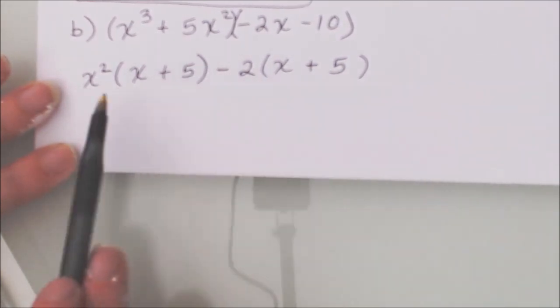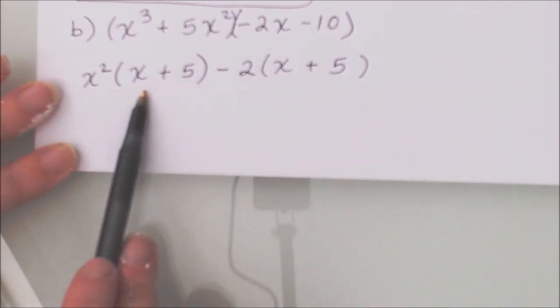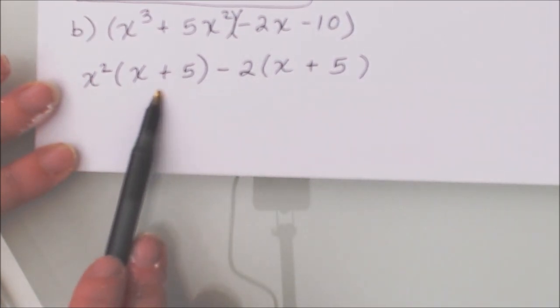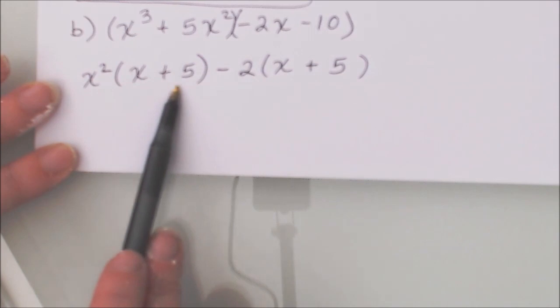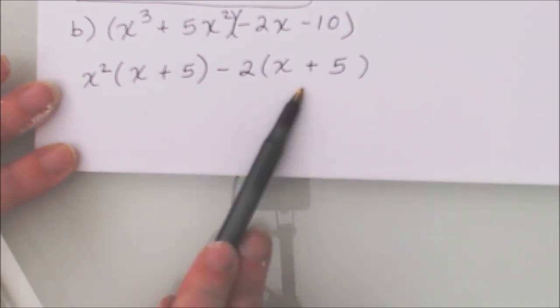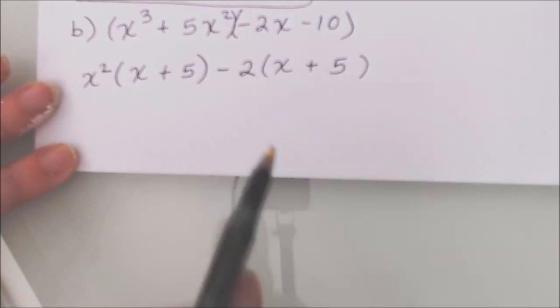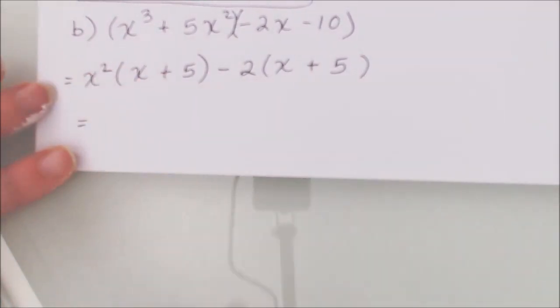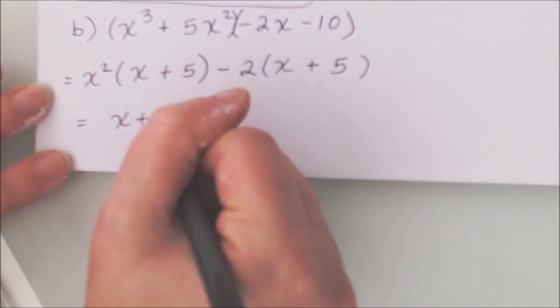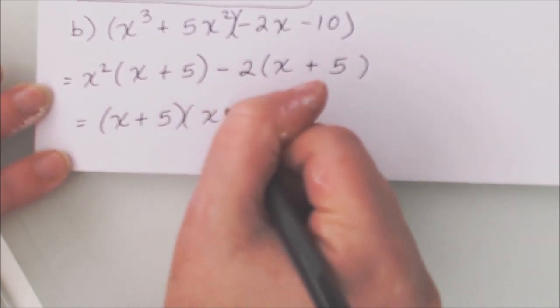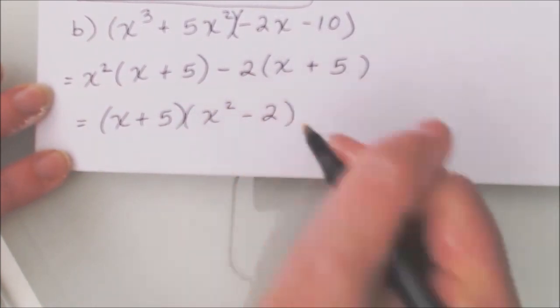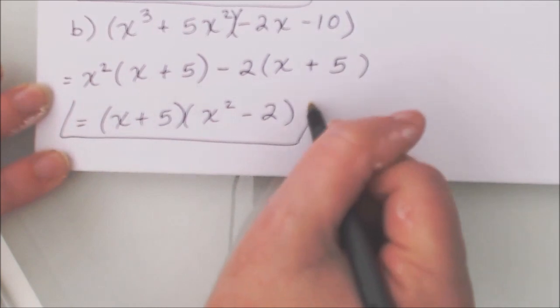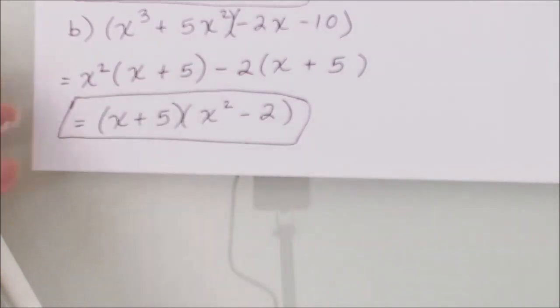If you're ever unsure or something doesn't match, check that first one because the first one we usually do correctly. Use that one as your guide. So if you had x plus 5 here, see if you notice that they match. They're both x plus 5. So now we can go ahead and take out the x plus 5 that they share. And then I'm left with x squared minus 2 in the other parentheses. And that's group factoring.